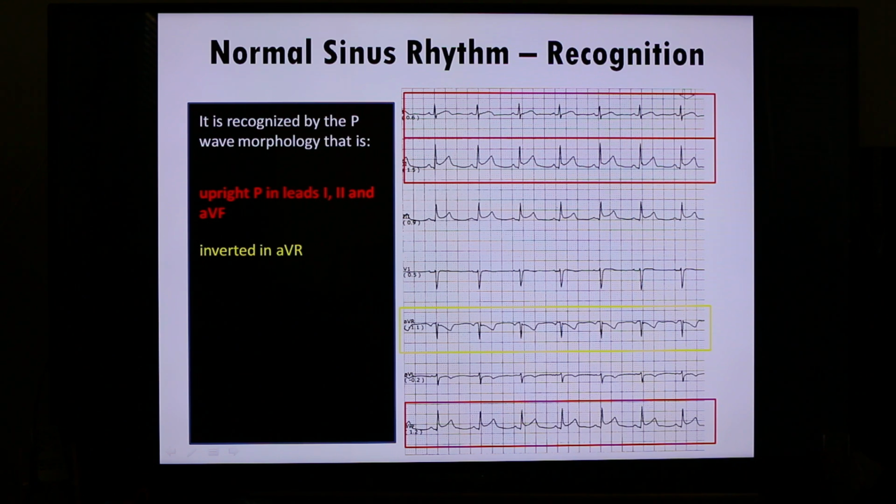The PR interval exceeds 0.12 seconds and can vary slightly with rate. And the rate can be between 60 to 100 beats per minute. Most cardiologists agree that the operational limit for normal sinus rhythm will range from 50 to 90 beats per minute. Rates lower than 60 beats per minute are considered to be sinus bradycardia, and rates higher than 100 beats per minute are considered to be sinus tachycardia.